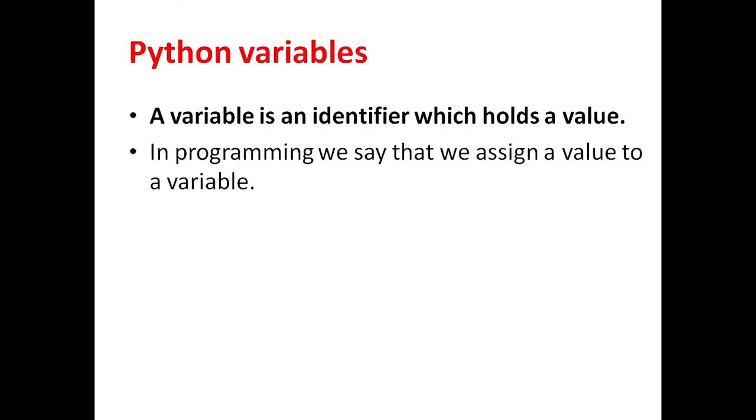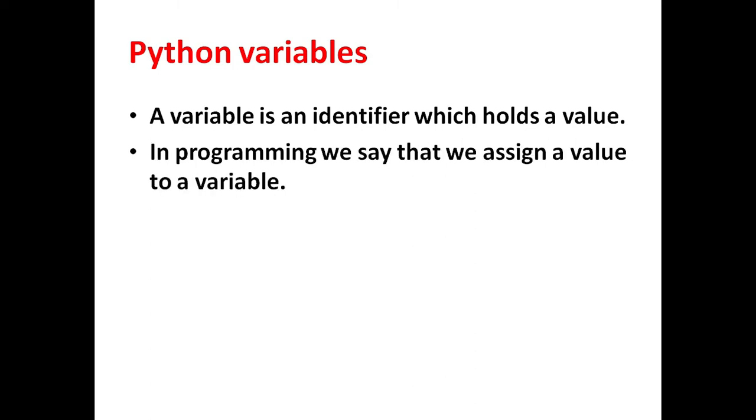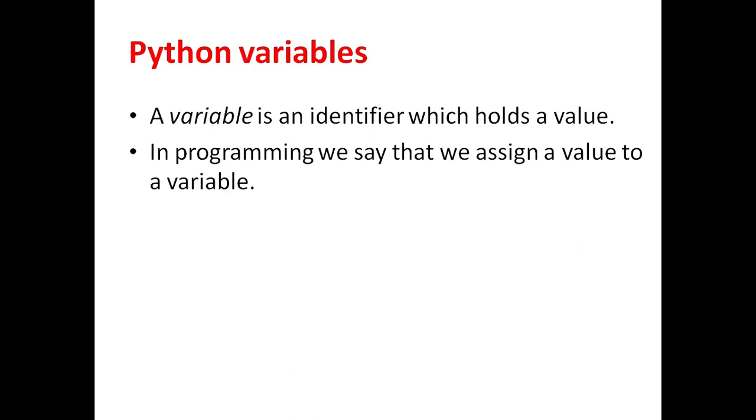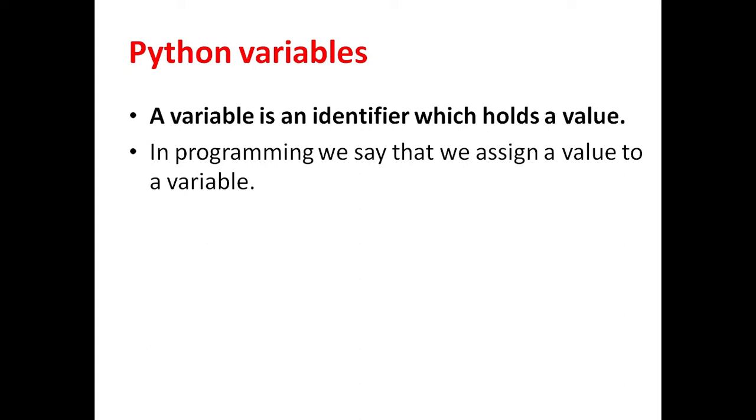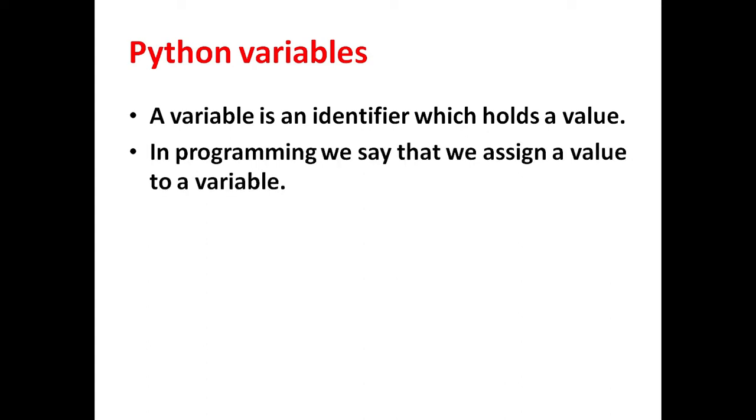A variable is an identifier which holds a value. In programming, we assign a value to a variable. Next is Python variable. A variable is an identifier which holds a value. In programming, we can assign a value to a variable.